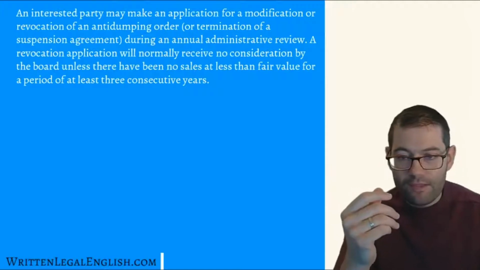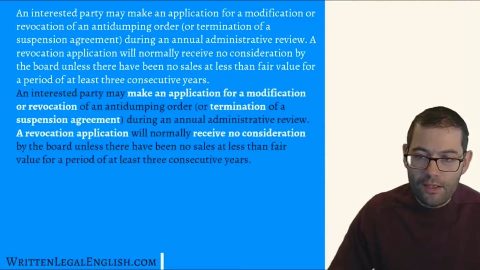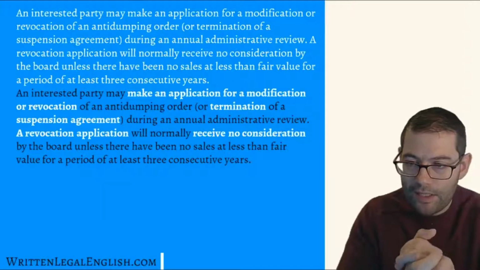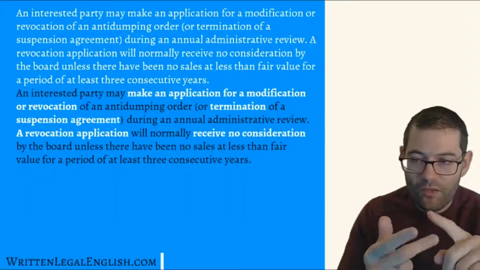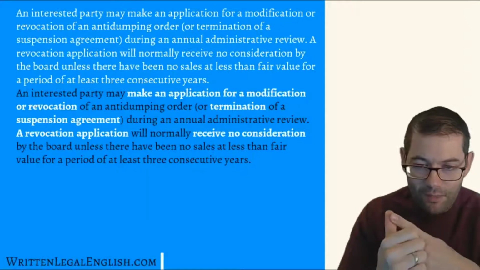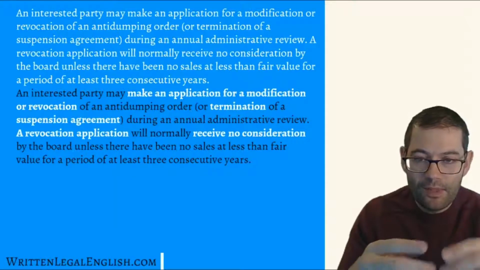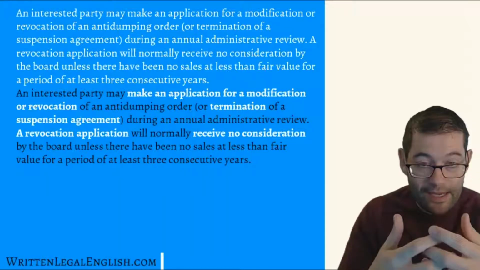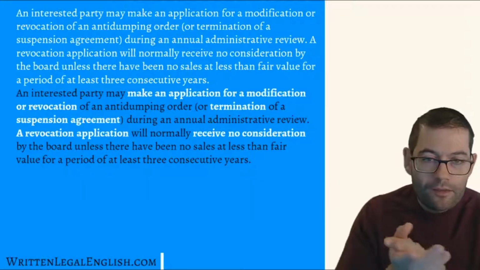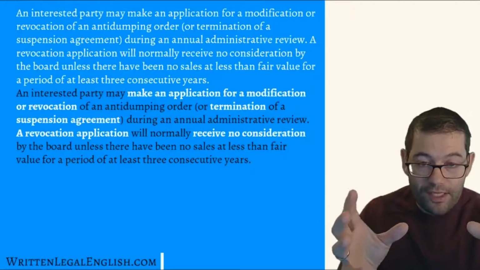To give you an idea of the size of the problem in this sentence, I've highlighted the nominalizations here. So you've got make an application for a modification or revocation. You've got termination, suspension agreement, revocation application, and receive no consideration. All of these are nominalization structures, and all of these nouns are hiding strong verbs which we should be using instead.